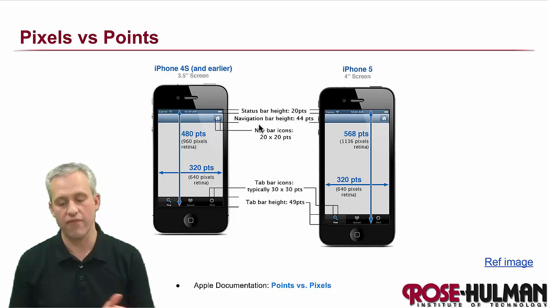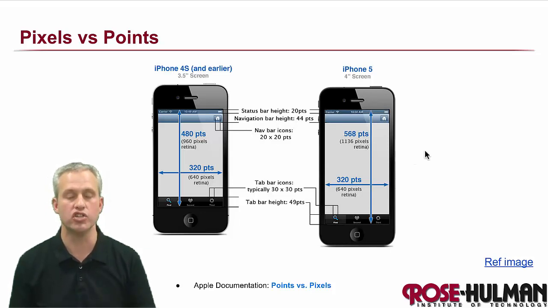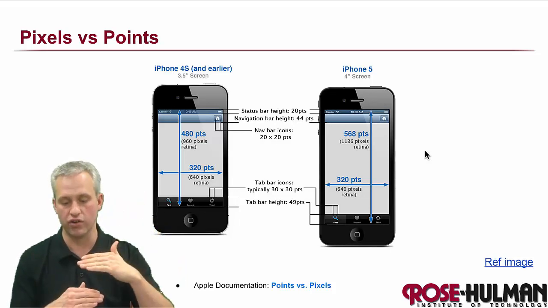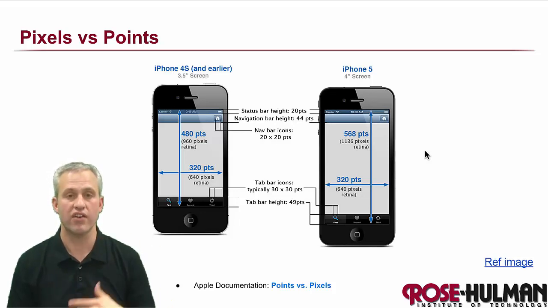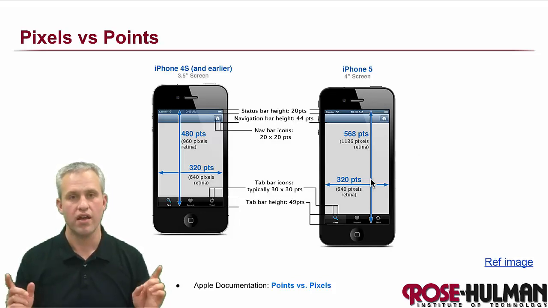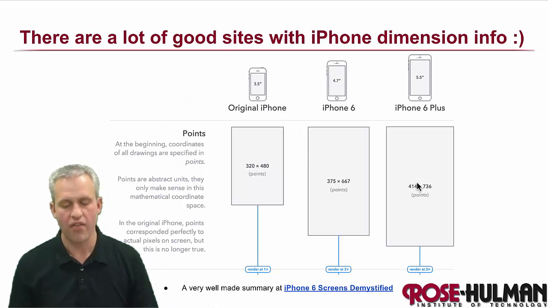Then they introduced the iPhone 5. The iPhone 5 was the first one that actually had a change in the number of points, and the reason is that the aspect ratio changed, right? It literally got taller. So they had to introduce a new point size. They made it still 320 wide, the same width as all the previous ones, but taller. And then, of course, when they introduced the iPhone 6, they had two more dimension sizes.